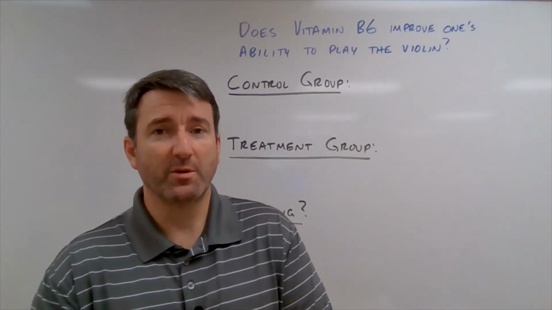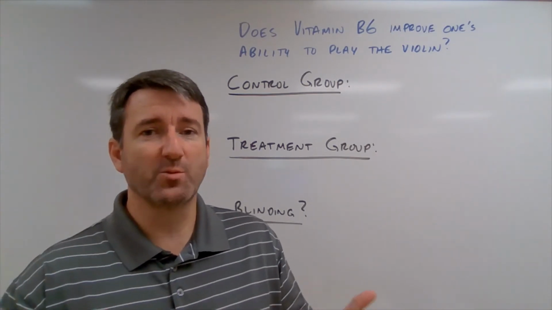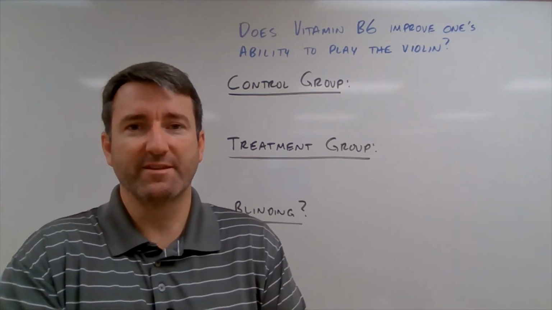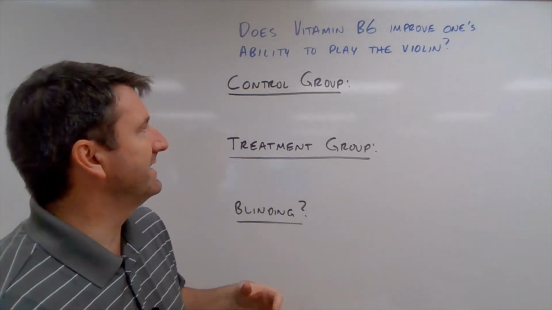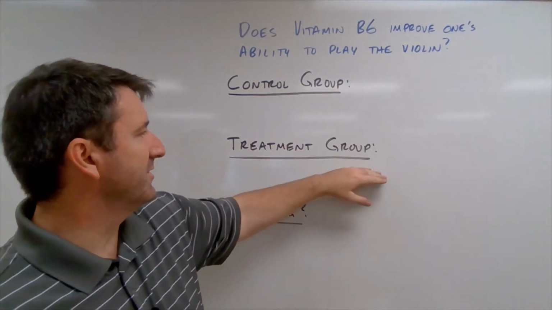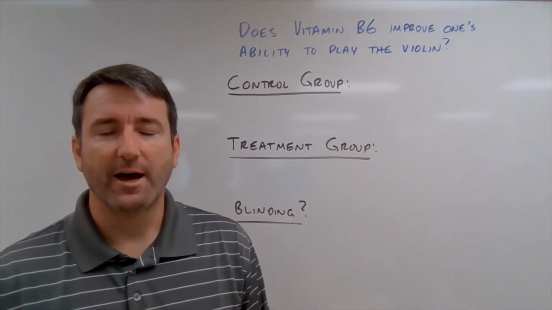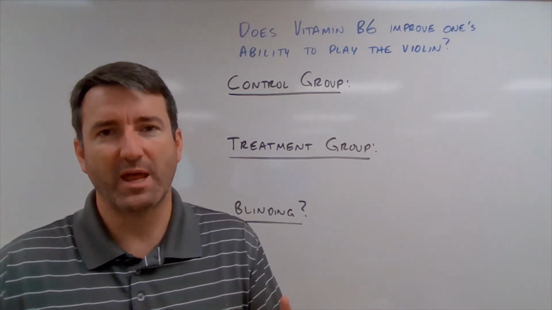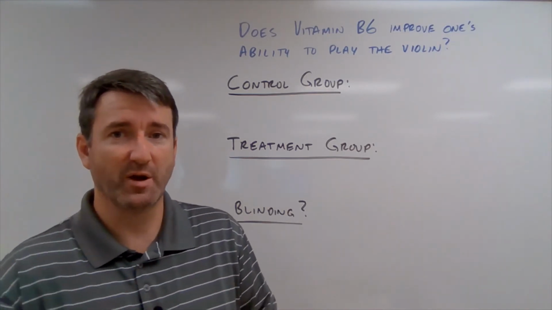For our first example, we're given an experiment that asks whether vitamin B6 improves a person's ability to play the violin. And we're asked to identify a control group, a treatment group, and to comment on whether double or single blinding would be necessary for this experiment.